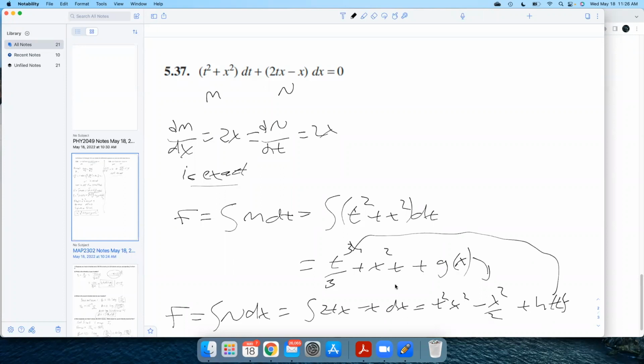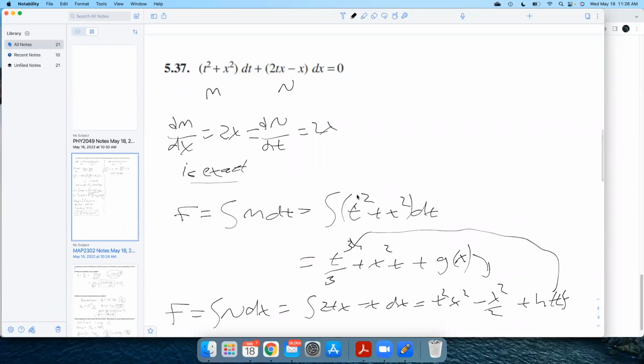So now we just grab everything that's common. Wait, am I missing something here? Yeah, that shouldn't be a squared there, right? Right there. The antiderivative of 2tx with respect to x, the t just comes along for the ride. I wrote a squared there and there shouldn't have been a squared. These guys are the same.